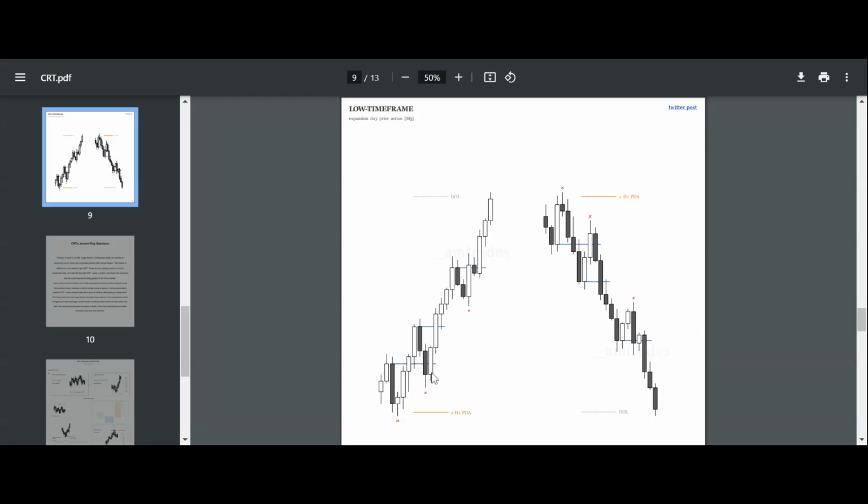Your entry will be at the opening price, your stop loss below the candle that dived into the key level, and your target will be the opposing side of the candlestick or the CRT range. At 50% you should take half or full profit, then 100% on your draw on liquidity.